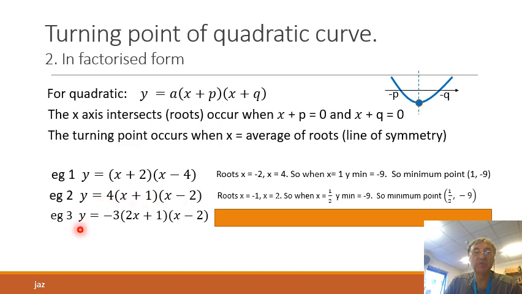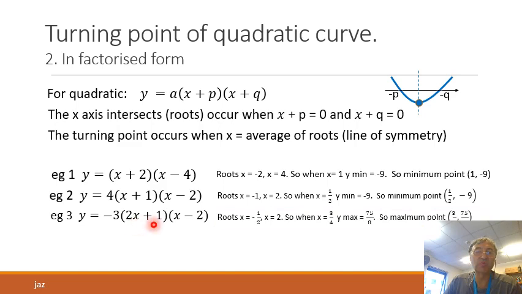And last example here, we ask when is 2x plus 1 equal to 0? That's when x equals minus a half. When is x minus 2 equal to 0? When x equals 2. And the average of 2 and minus a half is 3/4. So the x-coordinate of the turning point is 3/4, and the y-coordinate is obtained by substituting 3/4 into this formula.